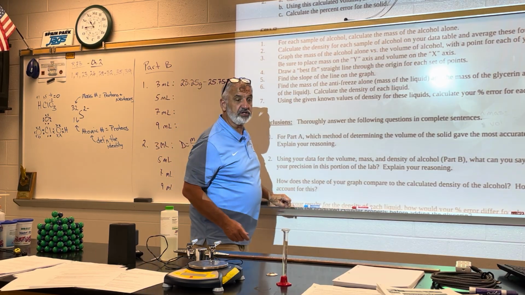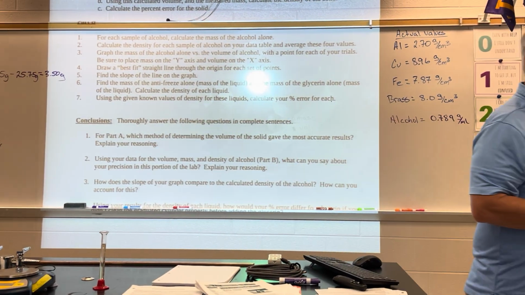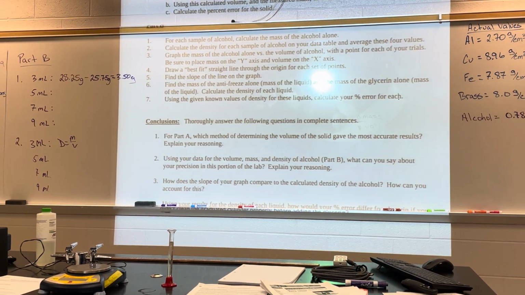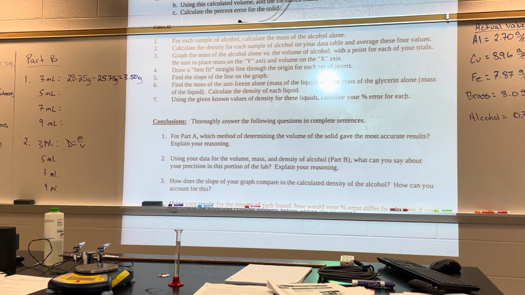All right, now we're going to graph this. Okay? We're going to graph it. As I'm passing this out, is that 1 or 2? I think that's 2. It's 2. I think that's 3.